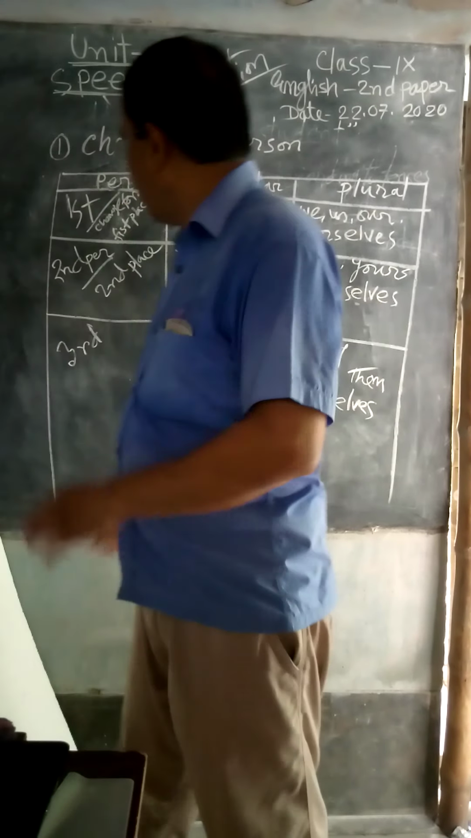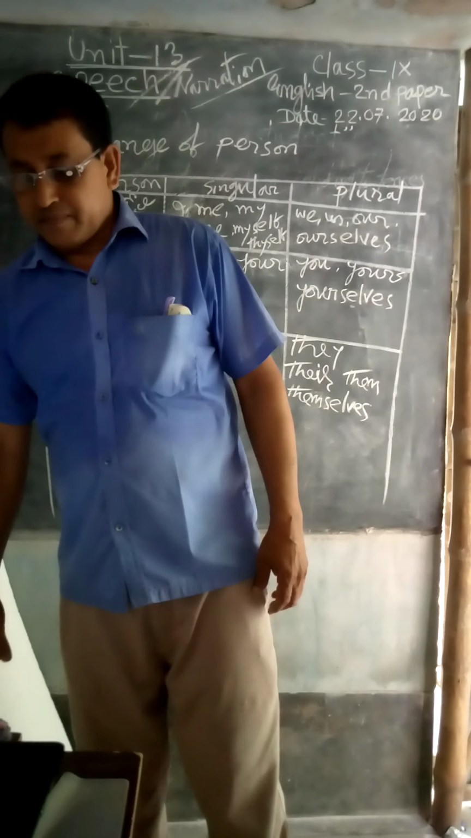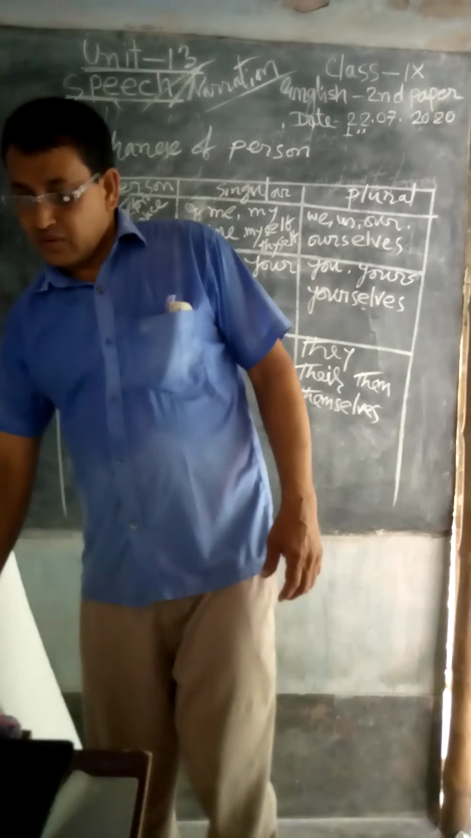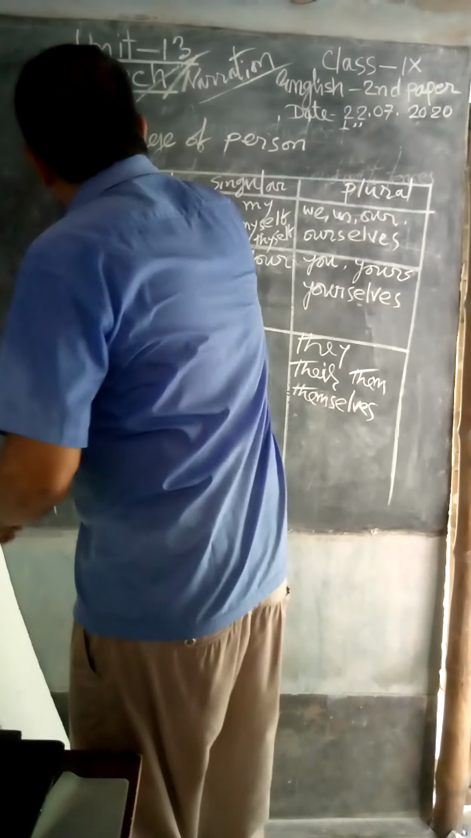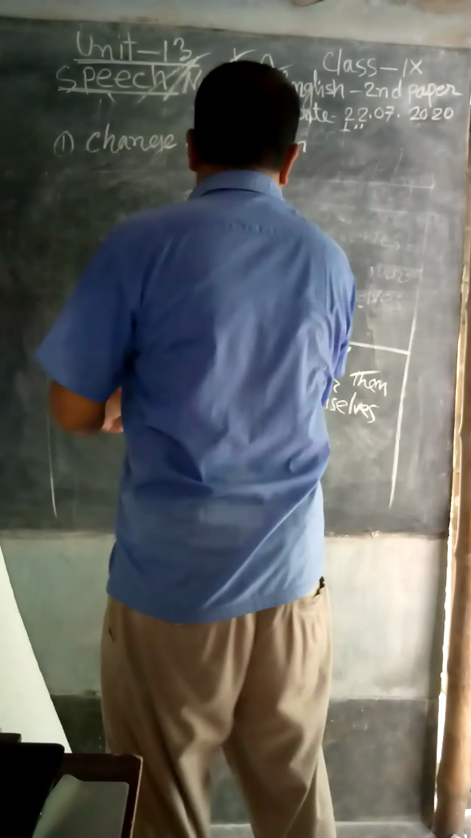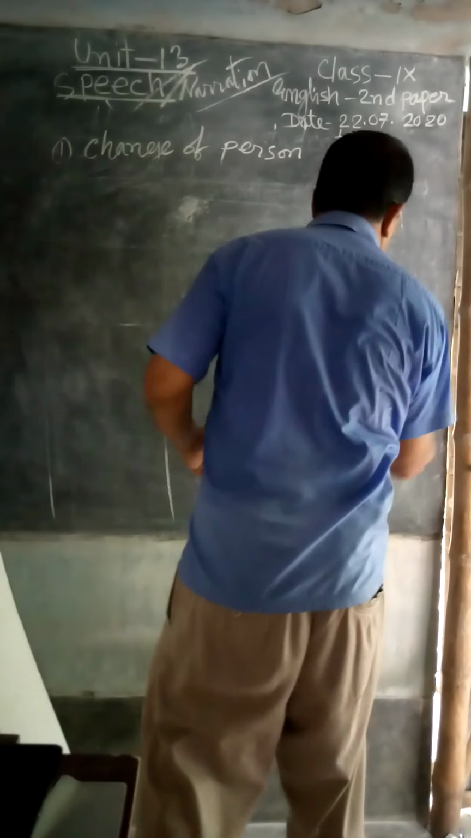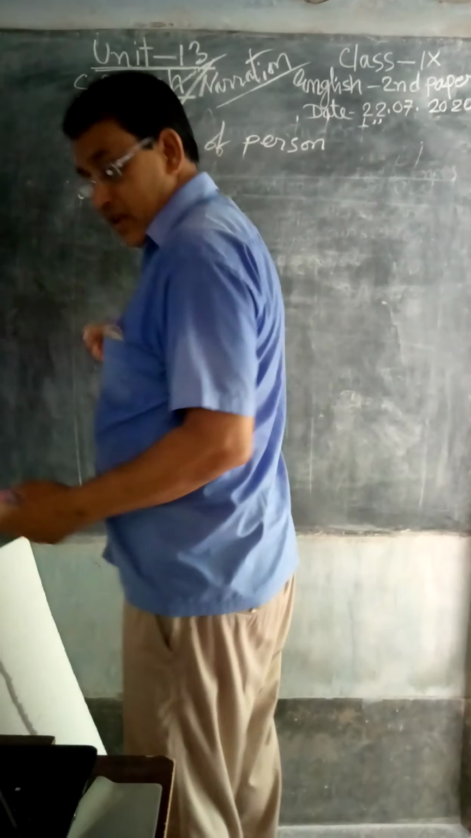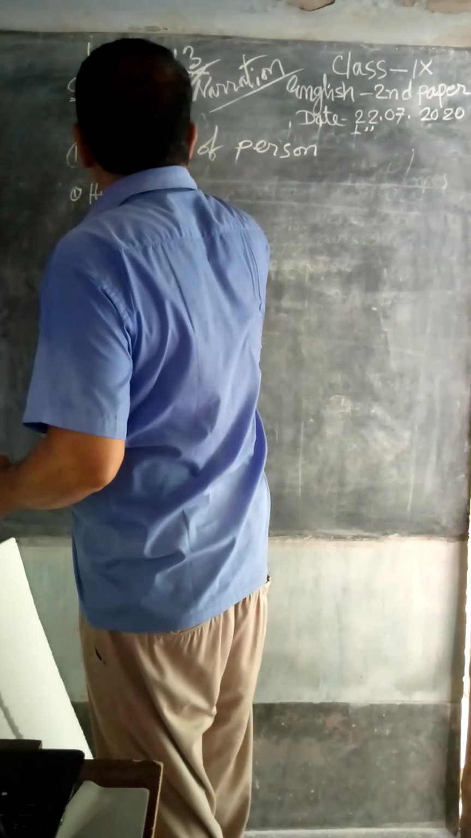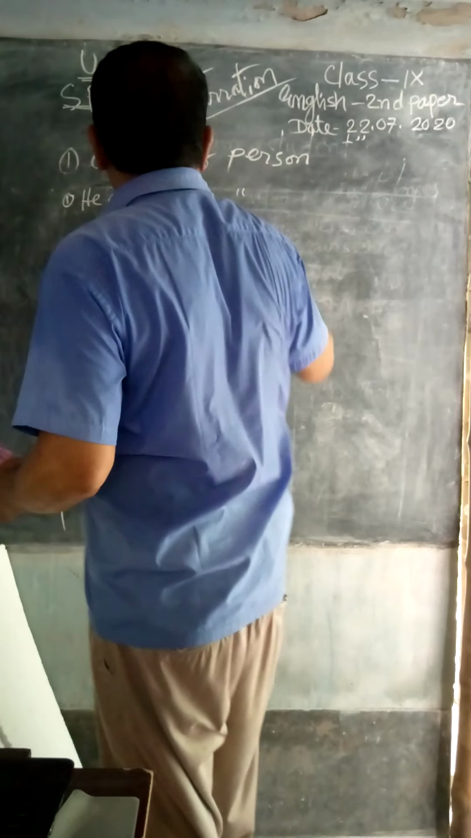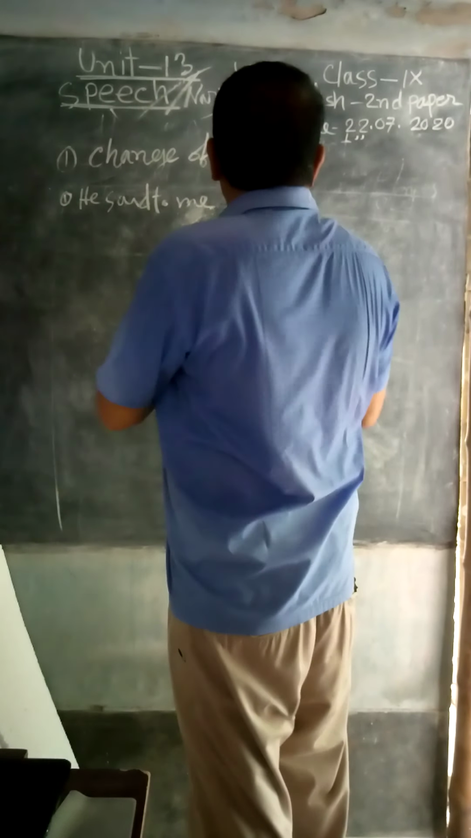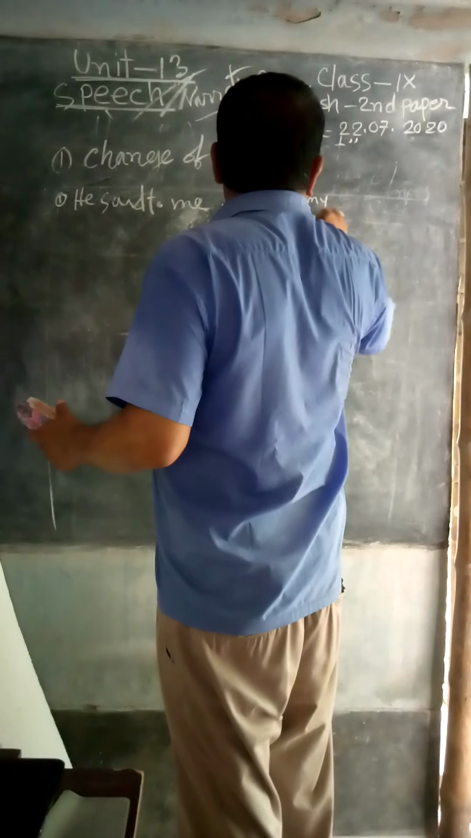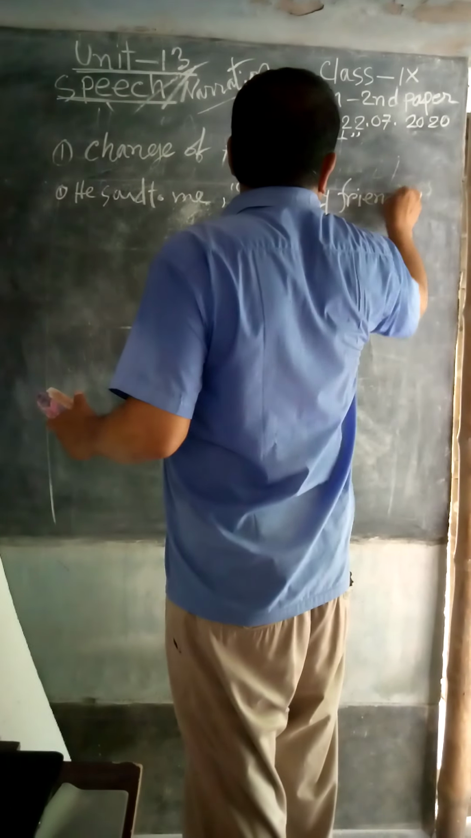Now, we will follow the person sense. Suppose I write number 1. He said to me, open quote: You are my friend, F-R-I-E-N-D, friend. Close quote.